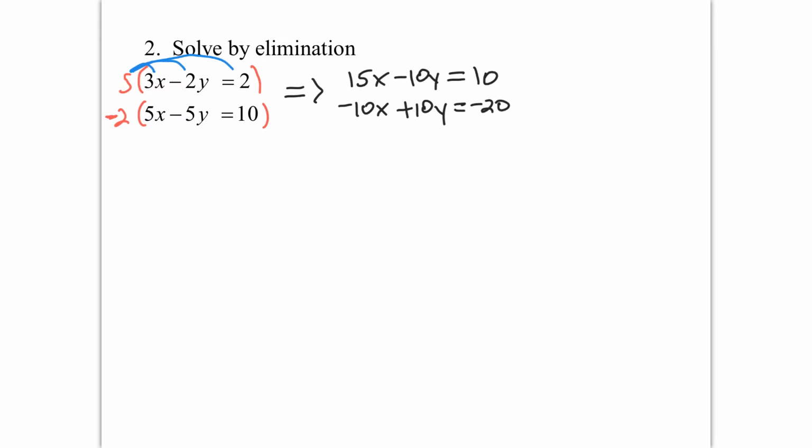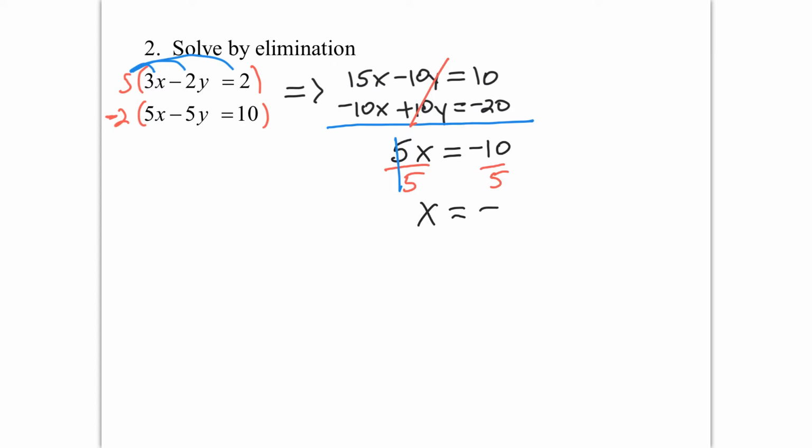Remember that you are multiplying, multiplying, and multiplying. Look at the y's. The y's, after you multiply by those numbers, we have the same number and different signs. So we are ready to cancel or eliminate the y's. So you put the line on the bottom, cancel the y's, and we get 15x minus 10x, that is 5x positive, equals 10 minus 20, that's negative 10. You divide by 5, and my x value is negative 2.